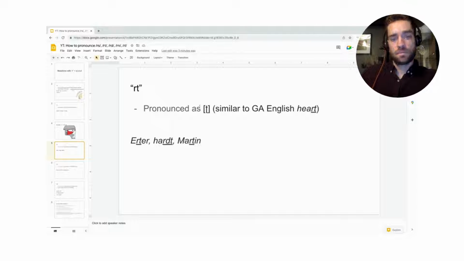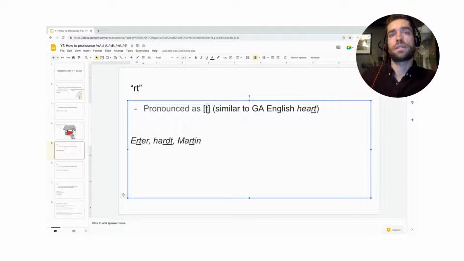So RT basically sounds like this. Here we have the symbol for that. And this is similar, albeit not exactly the same as general American English, like heart, for example. So what we say here for peas is erter. Hard, heart. We don't say Martin with a separate R and T, but Martin.